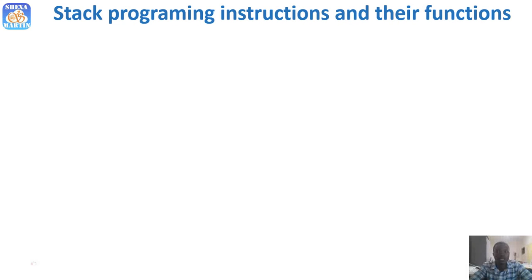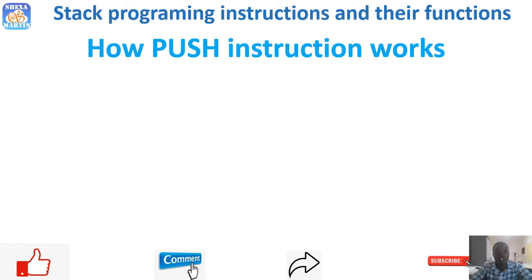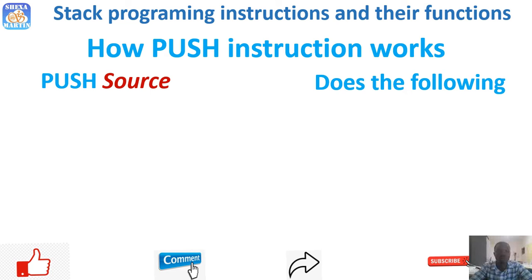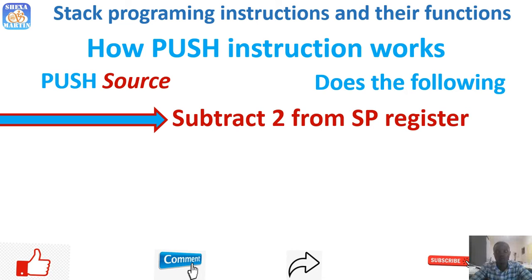So that's it. Let's now talk about how the push instruction works. We say push source, like we said earlier. So push source does the following. What is it that it does? It subtracts 2 from the stack pointer register.